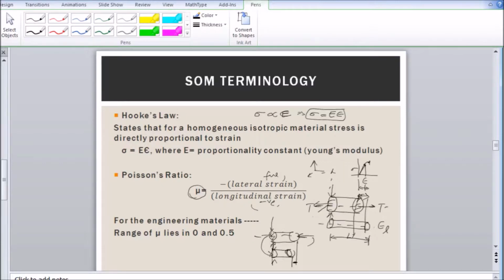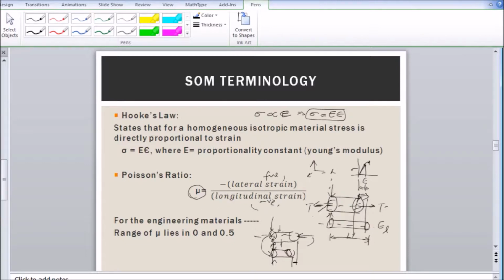In tension, since the tension is longitudinal, the longitudinal strain will be positive. Oppositely, for the transverse case, the strain will be negative. If the longitudinal load is compressive and the strain in that direction is negative, then in the lateral direction the strain will be positive. So lateral and longitudinal strains will have opposite signs. If one is positive, the other will be negative. That's what I want to say, for all our engineering materials. Hope you are clear with that.